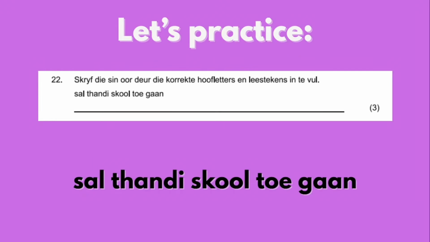Now, the sentence they gave you is Sal Tandi school to gaan. As you know, Tandi is a name. So you already know that that needs a capital letter. Number 2, Sal is starting with a small letter. In which world does a sentence start with a small letter? Boom, capital letter over here and capital letter over there. Now you have 2, you have to figure the third one out, and it is boom at the end because there is nothing there as well.